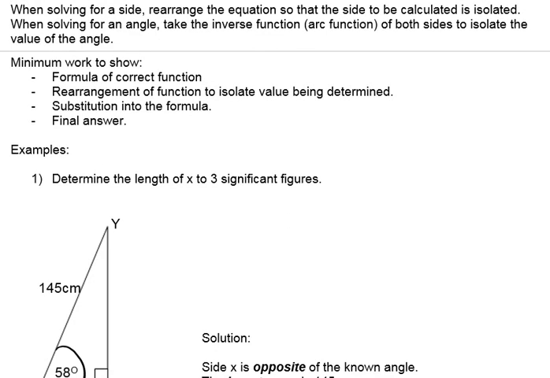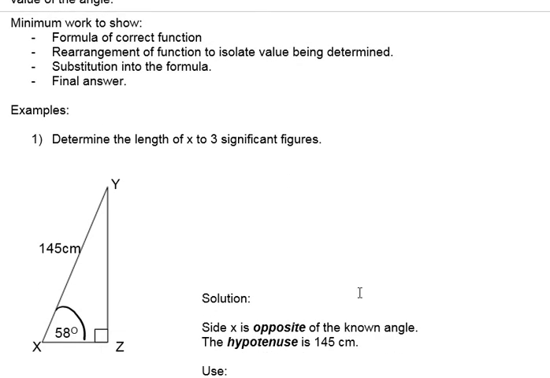First one, we've got an angle and a side, and we're asked to find the unknown length x. If the angle is right here and it's 58 degrees, across from that we have side x. If it's across, it's the opposite side from our angle. The other side we know is across from the 90-degree angle, so that's our hypotenuse. If we know opposite and hypotenuse, the function that we want to use is sine.